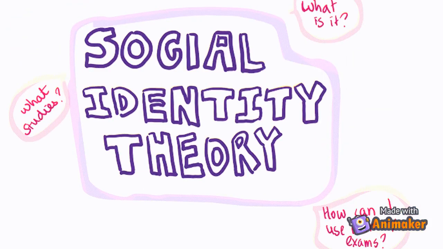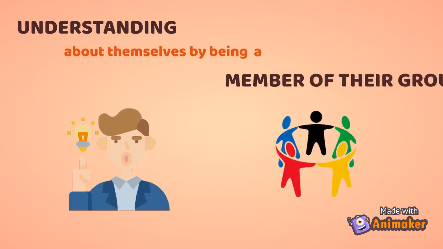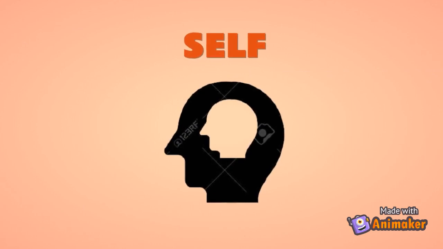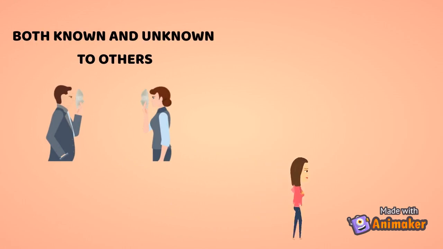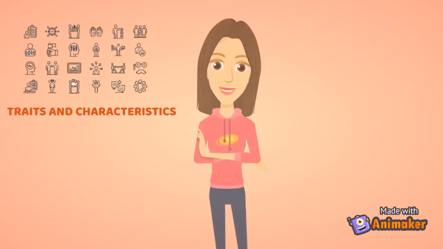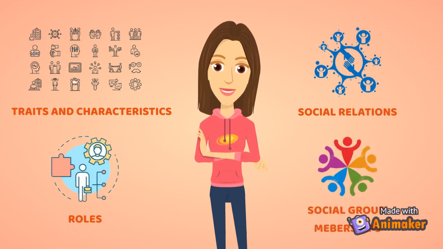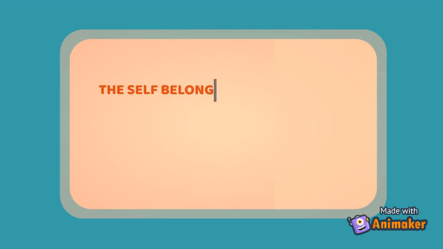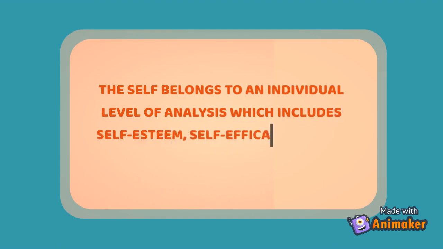Letter E, Social Identity Theory. This provides a framework about how people achieve understanding about themselves by being a member of their group. The self: the total characteristics or qualities of a person, both known and unknown to others, but known to oneself. Identity: the traits and characteristics, social relations, roles, and social group memberships that define who one is. To summarize, the self belongs to an individual level of analysis, which includes self-esteem, self-efficacy, and the like.